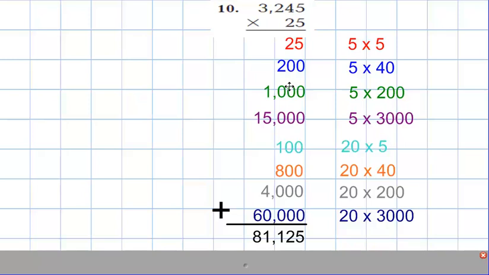Now, the hard part, adding them all up. You'll notice that I was very meticulous and detailed when I was putting these in order. I wanted to make sure that everything was nice and neatly lined up, because remember, when we add, we're only allowed to add the same place values together. So I can't be adding the ones place and tens place together.